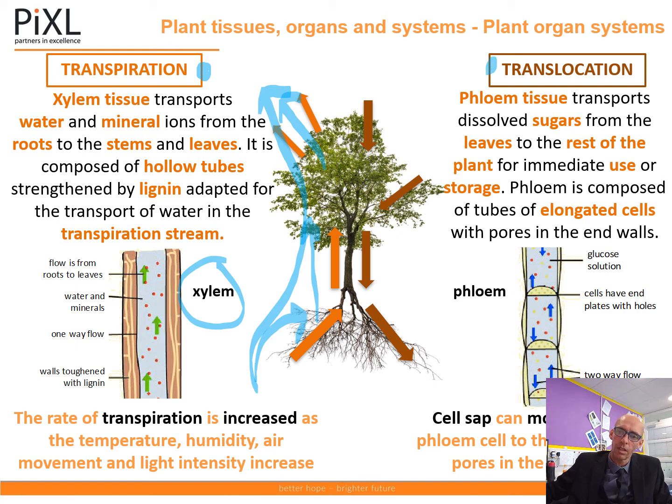Translocation, the leaves are making all the sugar. Those sugars need now to be delivered all around the plant. Just like sugar in your body needs to go to every cell for energy, these poor little roots down here need some sugar. The phloem carries the sugar round and round and round the plant, dropping it off wherever it's needed or storing it.